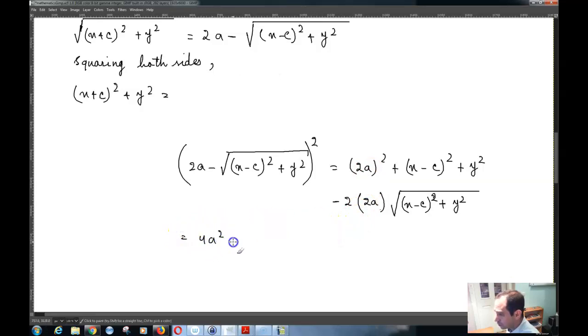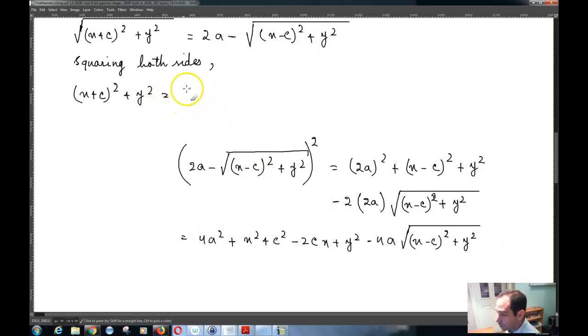you will get 4 times a squared plus x squared plus c squared minus 2 times cx plus y squared minus 4a times the square root of x minus c whole squared plus y squared. So this is what you would get on this side of the equation. Write it over here: 4a squared plus x squared plus c squared minus 2 times cx plus y squared minus 4 times a times square root of x minus c whole squared plus y squared.